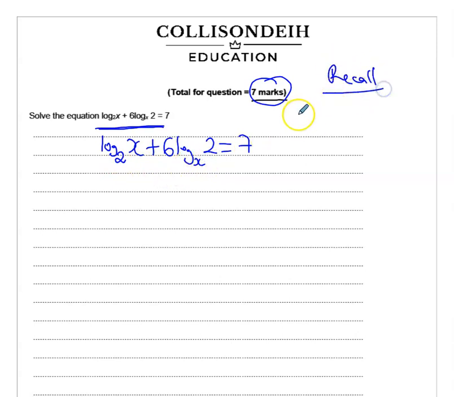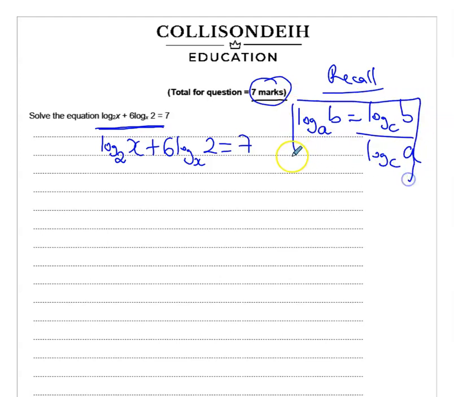You would need to recall that if we have log of any base, we could rewrite it as log CB divided by log CA. Okay, so you recall this principle. So with that in mind, I will choose to write my log x2 in terms of log to base 2. Okay, so I have a uniform equation. So I'm going to have log 2x add 6 log 2 divided by log 2x.